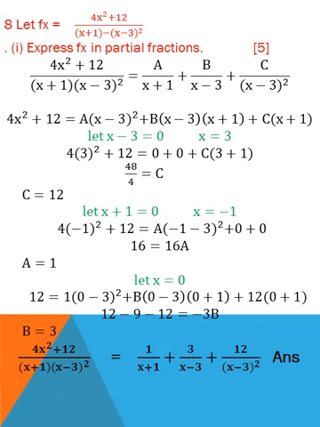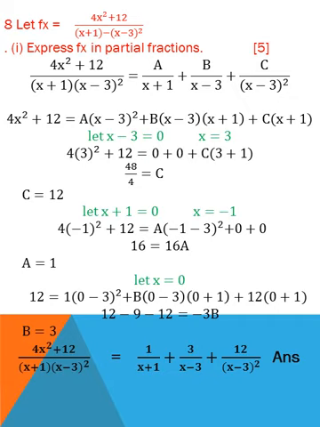Question number 8 is related to partial fractions. So 4x square plus 12 over x plus 1 into x minus 3 whole square. Express f(x) in partial fractions. I split it into partial form.